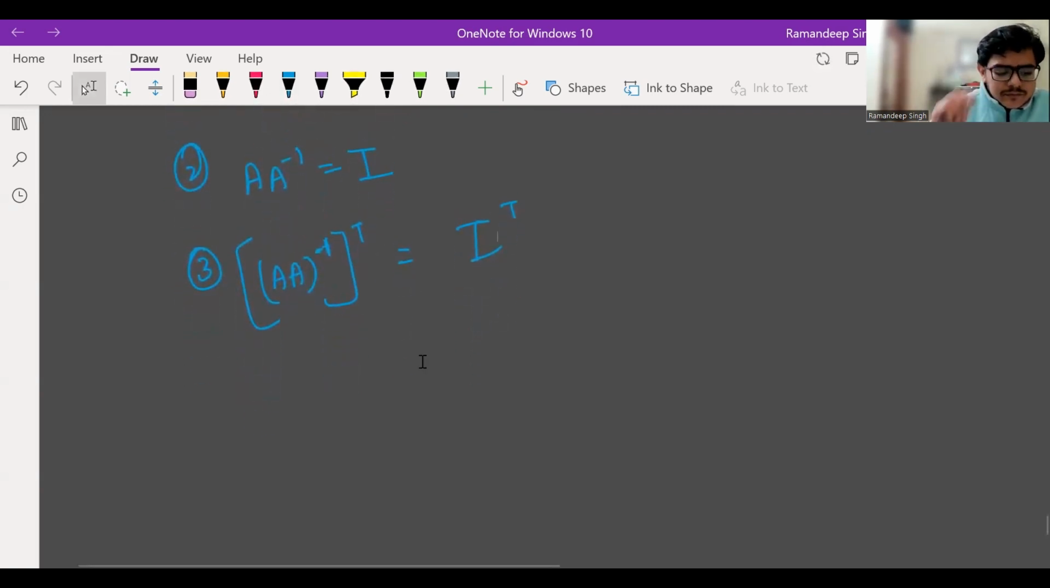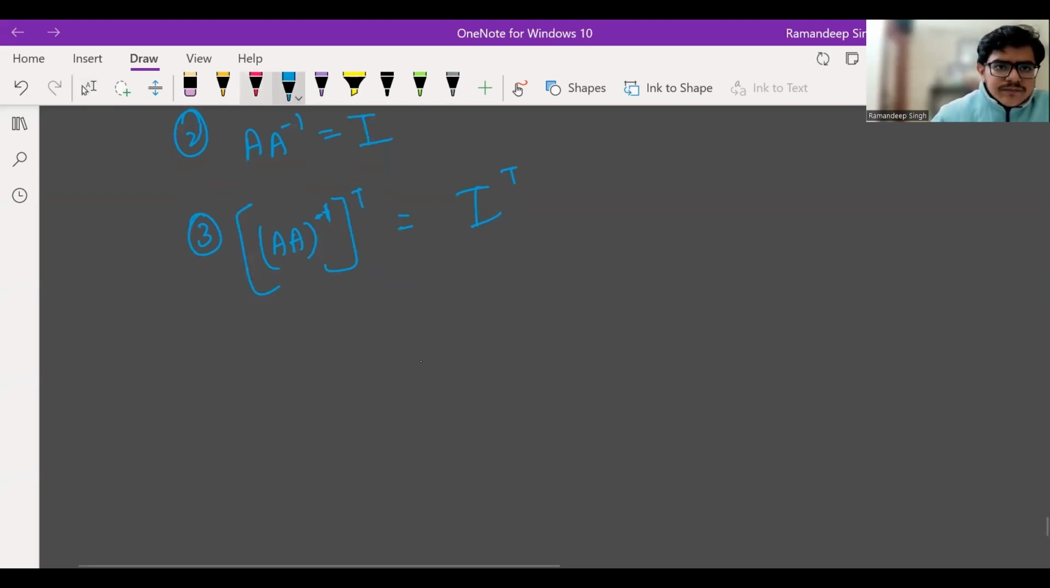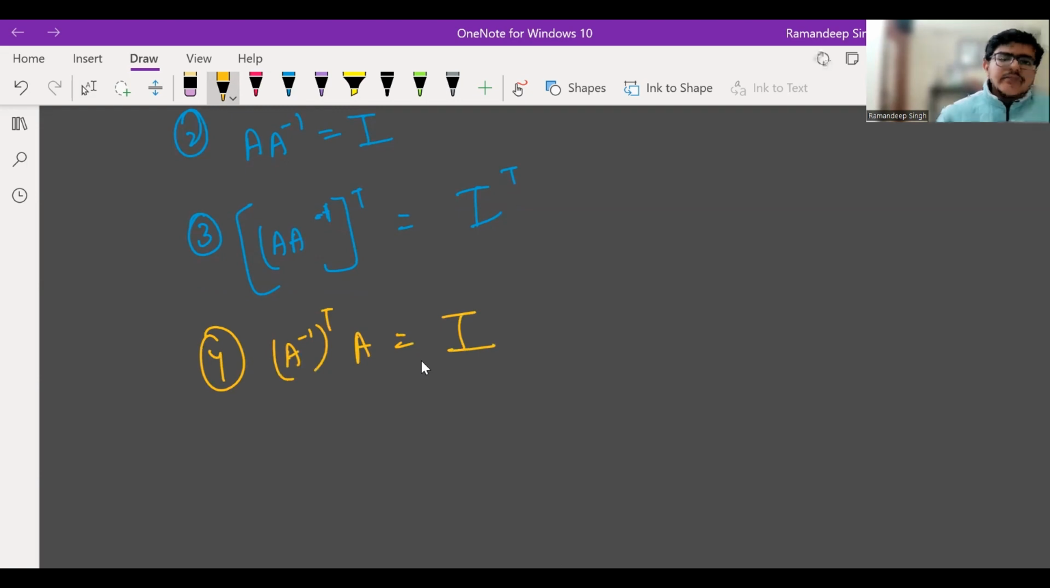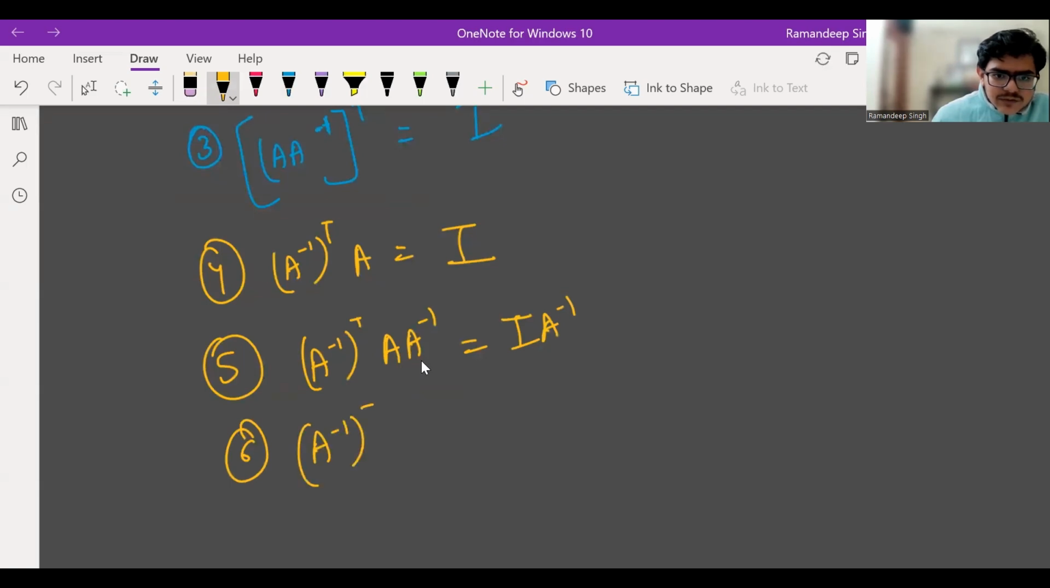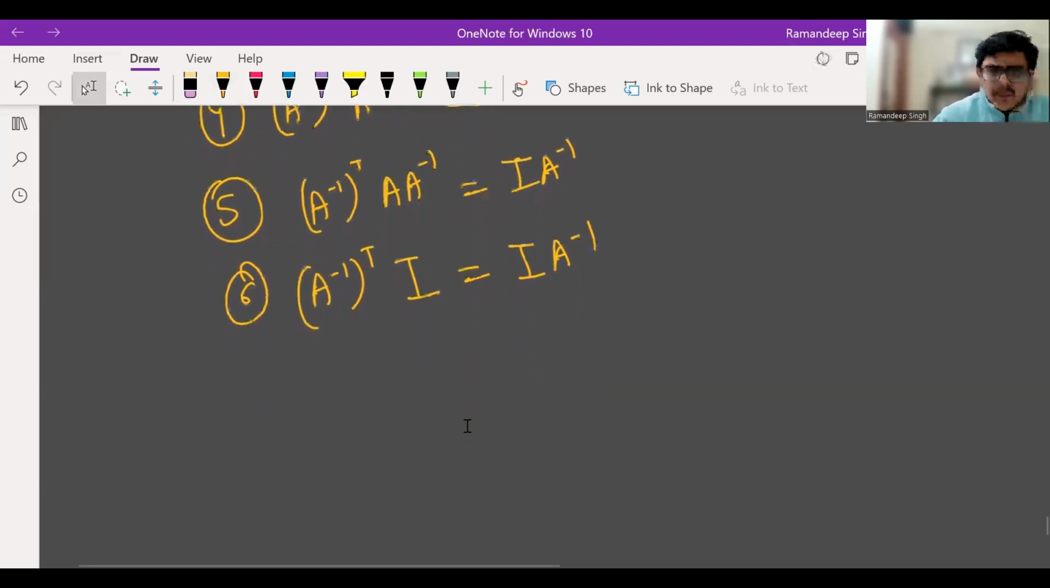And this implies, okay, so the fourth step implies it will be a inverse transpose multiplied by a, which is equal to I, right? Because I transpose is equal to I. And if I multiply a inverse on both sides, a inverse transpose a inverse is equal to I into a inverse, right? And it will be equal to a inverse transpose I is equal to I into a inverse. And hence can I cancel this I? This is the question. If a inverse transpose I, okay, so of course I won't cancel it.